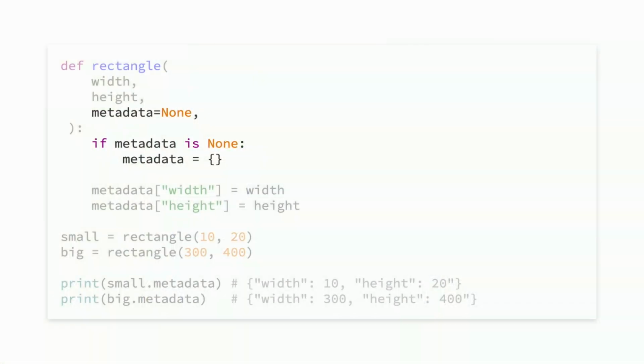So if your functions need mutable defaults, there is something that you can do. And the best way to do so is to default them to none, and then set the mutable that you want if it hasn't been specified.